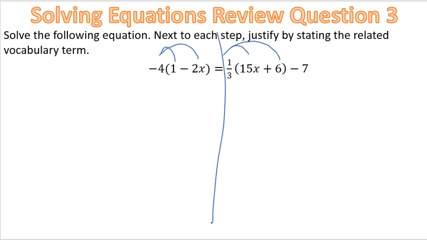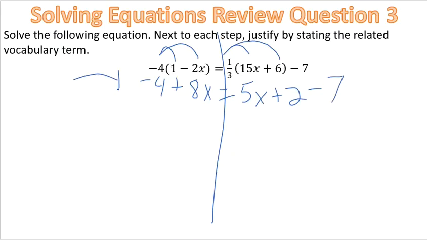-4 times 1 is -4. -4 times a -2x is a positive 8x equals 1/3 times 15x. Well, 1/3 of 15 is 5, gives us 5x. And then 1/3 times 6, 1/3 of 6 is a positive 2. And then we just write out the rest of the equation. We're going to make sure to label this step dp, which stands for distributive property, because we distributed.